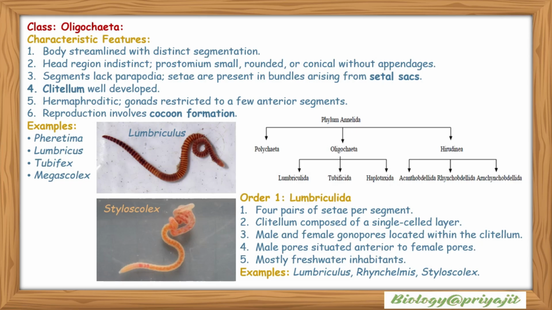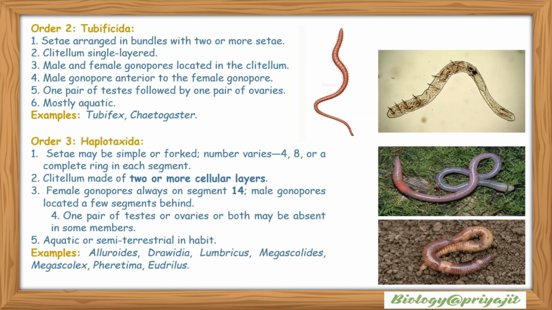Examples: Pheretima, Lumbricus, Tubifex, Megascolex, etc. This is the Lumbricus, this is Styloscolex. So the Lumbriculida, that is the first order of the Oligochaeta, have 4 pairs of setae per segment. The clitellum is composed of a single celled layer. Their male and female gonopores are located within the clitellum. Their male pores are situated anterior to female pores. Mostly they are freshwater inhabitants. Examples: Lumbriculus, Rhynchelmis, Styloscolex, etc.